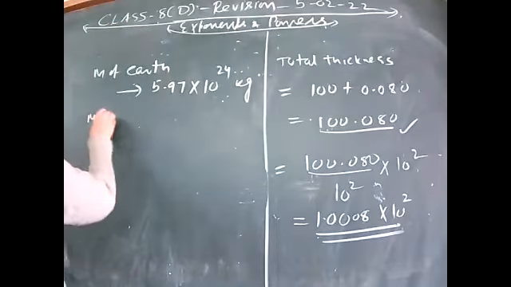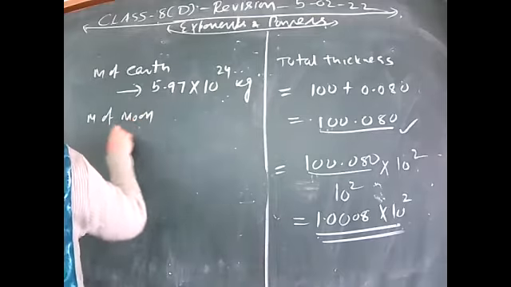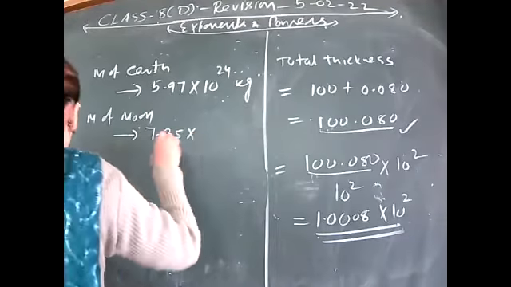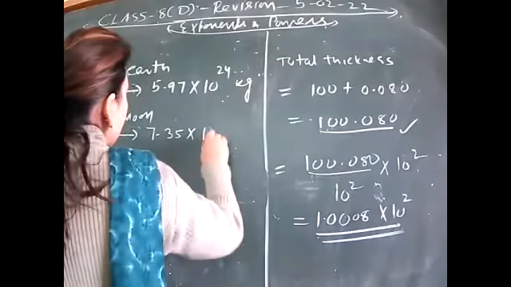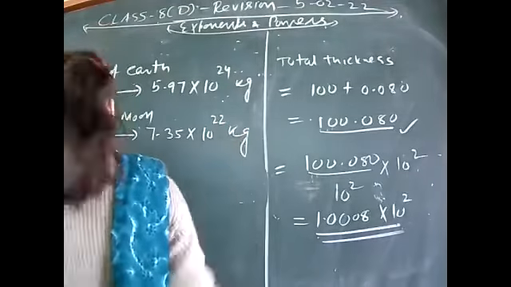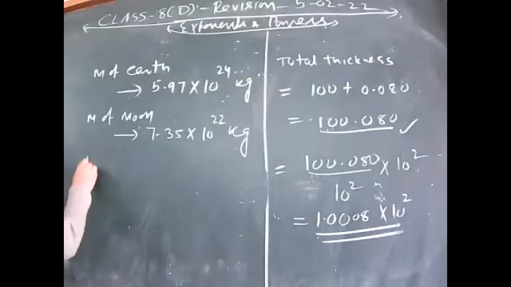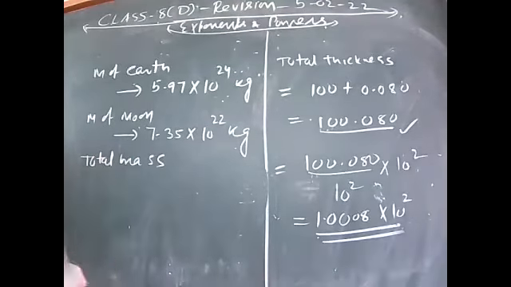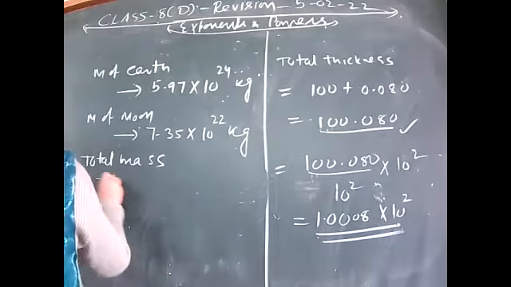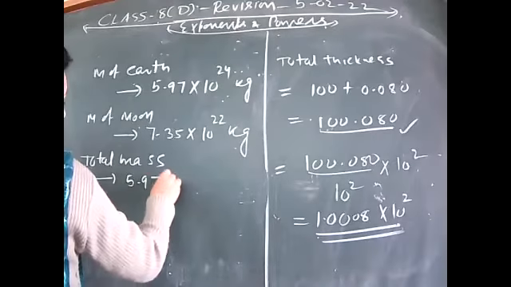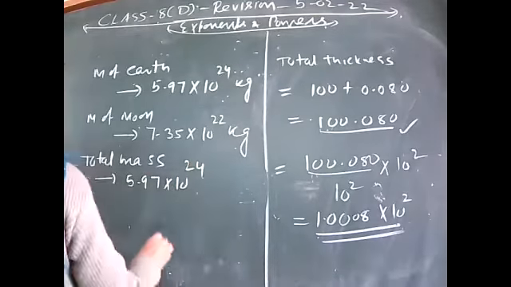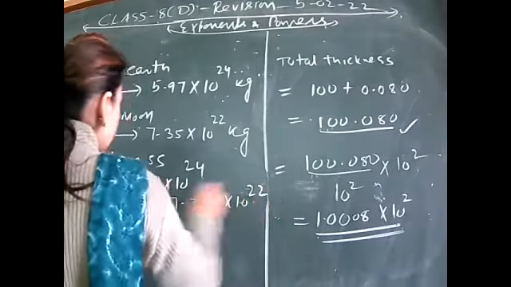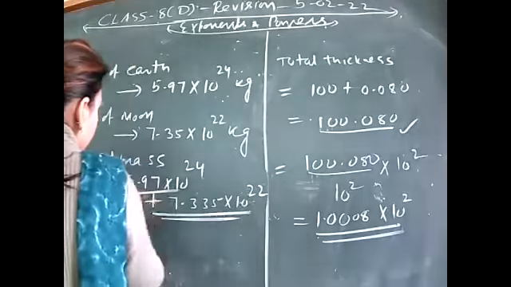And then mass of moon is given to be 7.37 into 10 raised to power 22 kg. The question is to find the total mass. We want to find the total mass. We all know, from sixth and previous classes also, that total means sum. That means mass of earth plus mass of moon. So these are the two terms which are to be added.